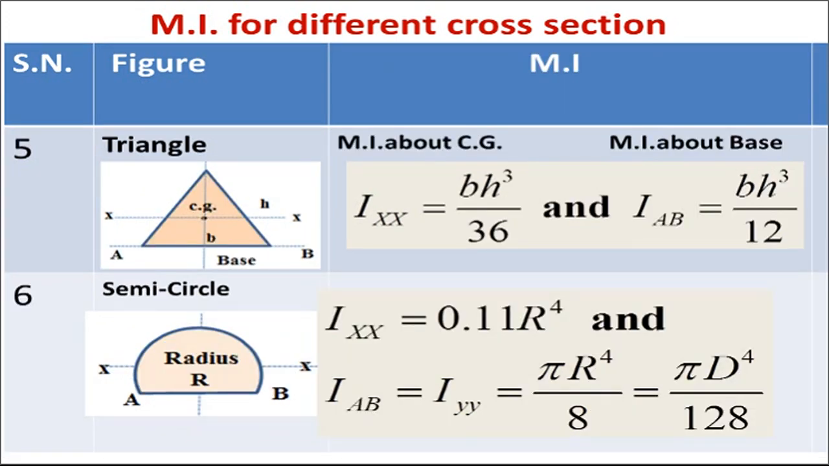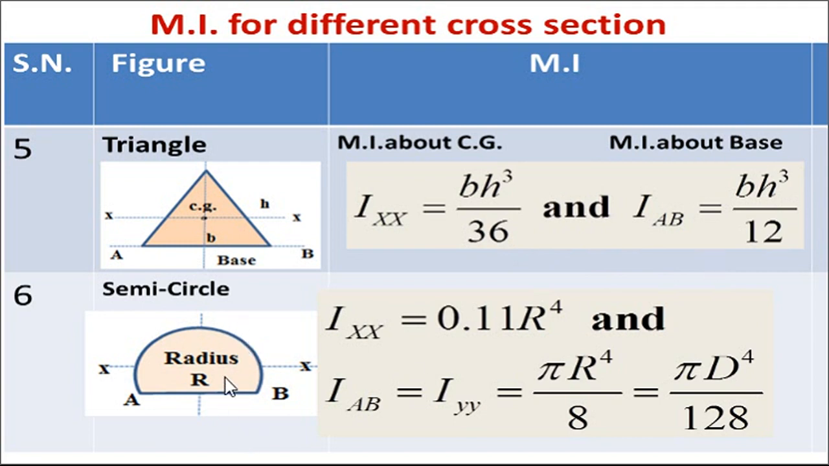For a triangle, MI about CG. CG means what? About the x axis or about the centroid. MI about CG, Ix is equal to bh cube by 36, meaning about the x axis the MI of a triangle is bh cube by 36. And about the base, you should use the parallel axis theorem. So about the base, the formula is bh cube by 12. Centroid 36 and about base 12.